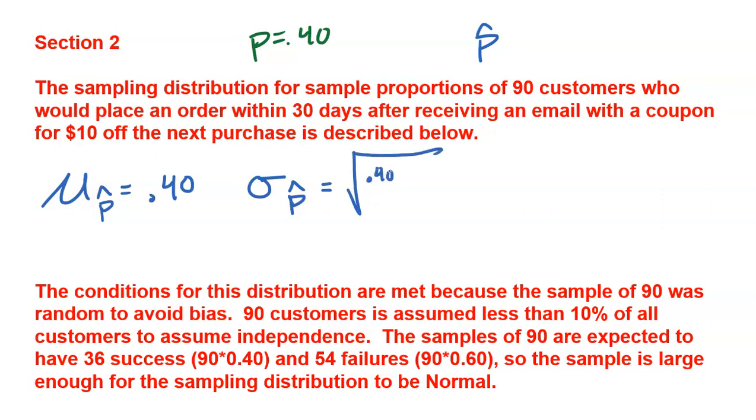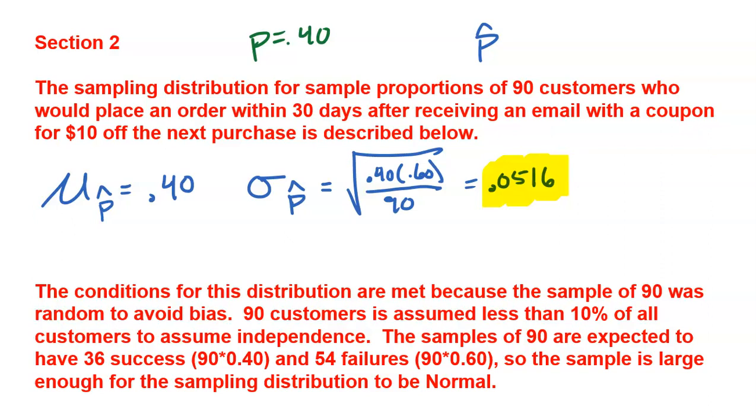giant square root of 0.40 times (1 minus 0.40, which is 0.60). That would be the 60% of people who don't make a purchase, divided by our sample size here. So grab a calculator if you need to for that, but we should be getting 0.0516. Now that value represents the fact that, hey, samples are allowed to vary. They're allowed to be a little bit higher, maybe 45%, maybe 50%. They're allowed to be a little bit lower, 35%, 30%.